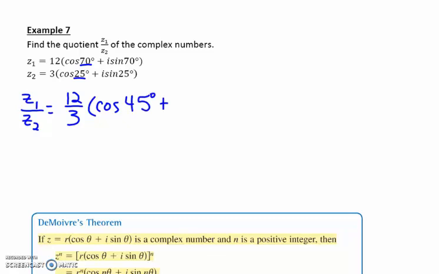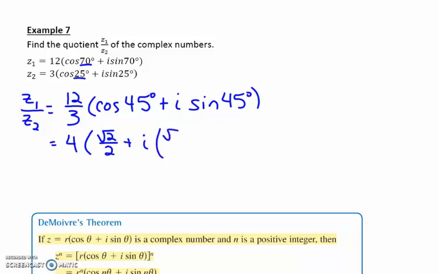plus i times the sine of 45 degrees. Okay, and now it's just a matter of simplifying. So 12 divided by 3 is 4. The cosine of 45 degrees is square root of 2 over 2, plus i times, again, square root of 2 over 2. So when you multiply the 4, you end up getting 2 square root of 2 plus 2 square root of 2 times i.